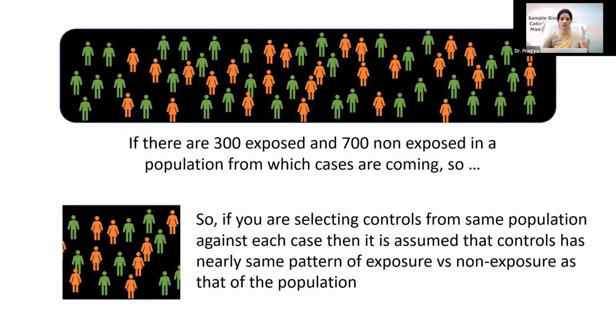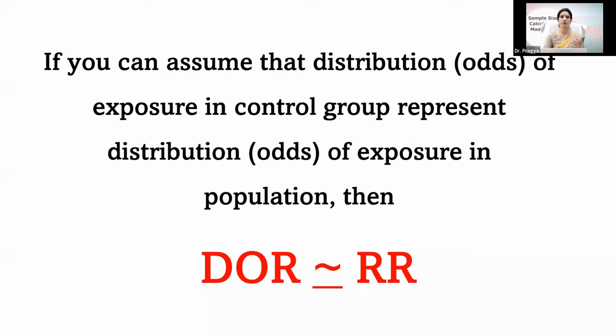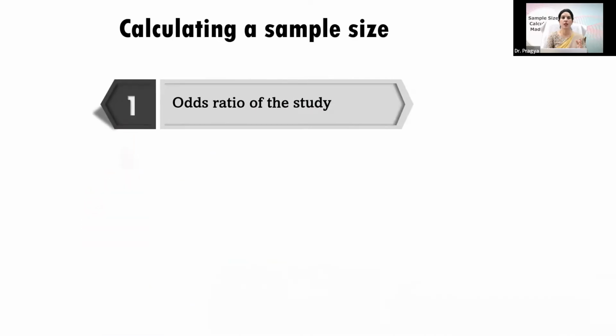Then it will give you the correct measure of association, and that odds ratio will be the correct odds ratio. So if you can assume that the distribution of exposure in the control group entirely represents the distribution of exposure in the population, in that case the disease odds ratio and the relative risk will be nearly the same. So now this was some basics of case control study.